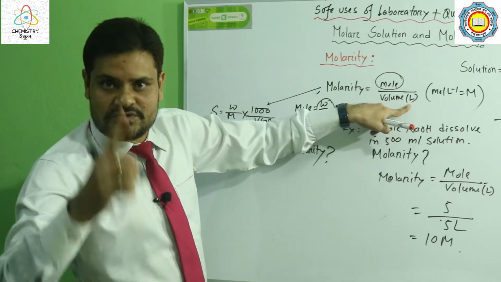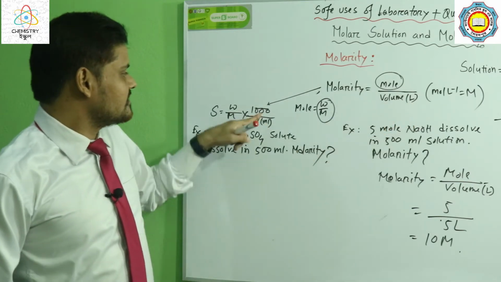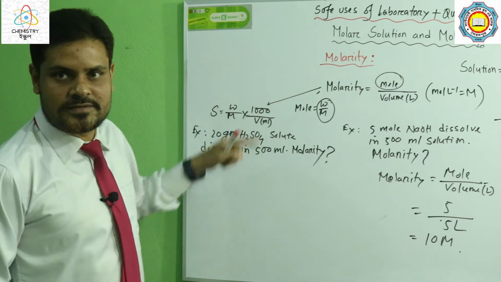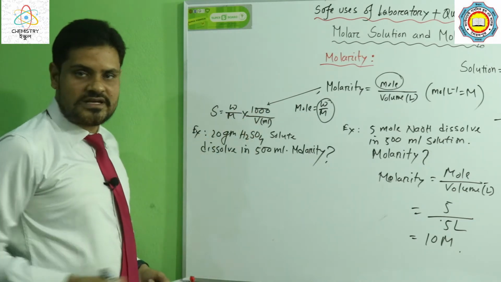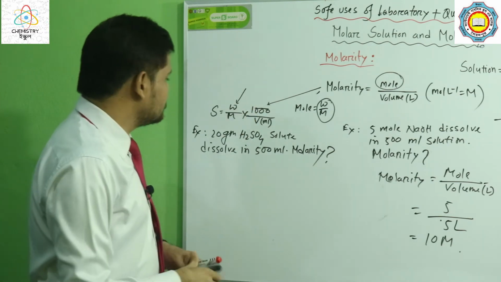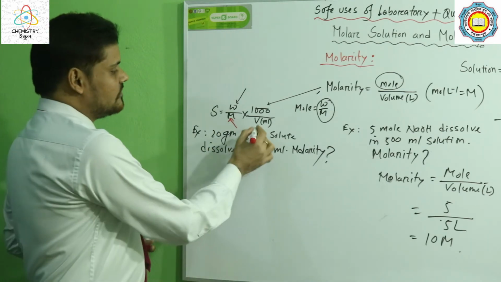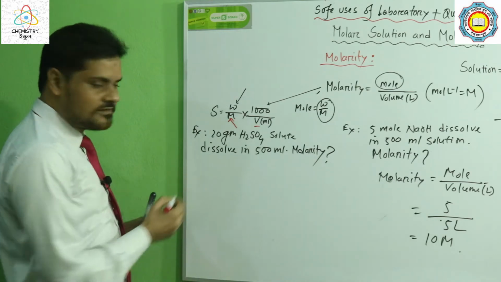And here look at this, volume is in liter. If we use milliliter instead of liter, then the 1000 term arises here, and we can get S equals W by M into 1000 by V. Here W is the amount of solute, M is the molecular mass of that solute, and V is the volume in milliliter. Have a look at an example here.